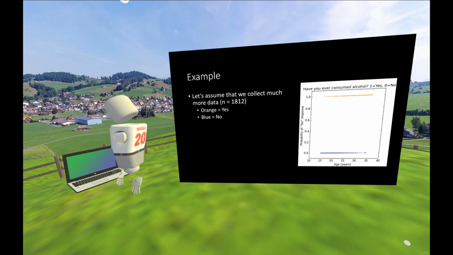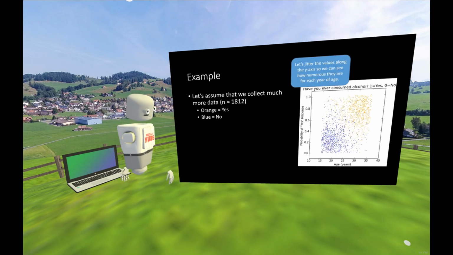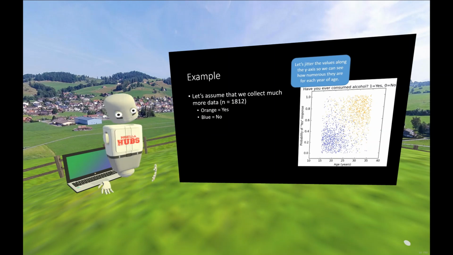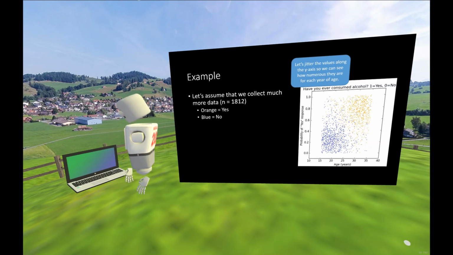Now this is a lot of data, and if we scatter it out, you can see how numerous the values are. But since they're all compacted into 1 and 0, yes and no responses, they all just blur together along each of those directions.